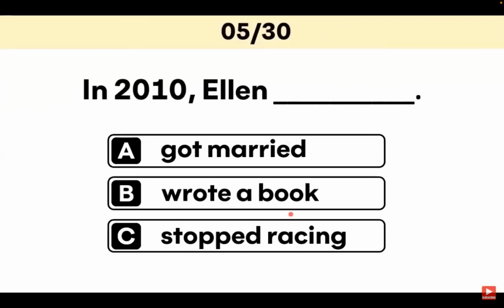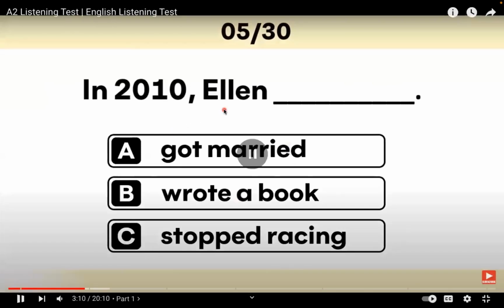Last one. In 2010, Ellen got married, wrote a book, stopped racing. Got married, maybe wrote, which one? B, wrote a book. Let's have a check. Oh, stop racing. So next time, we will do another one.